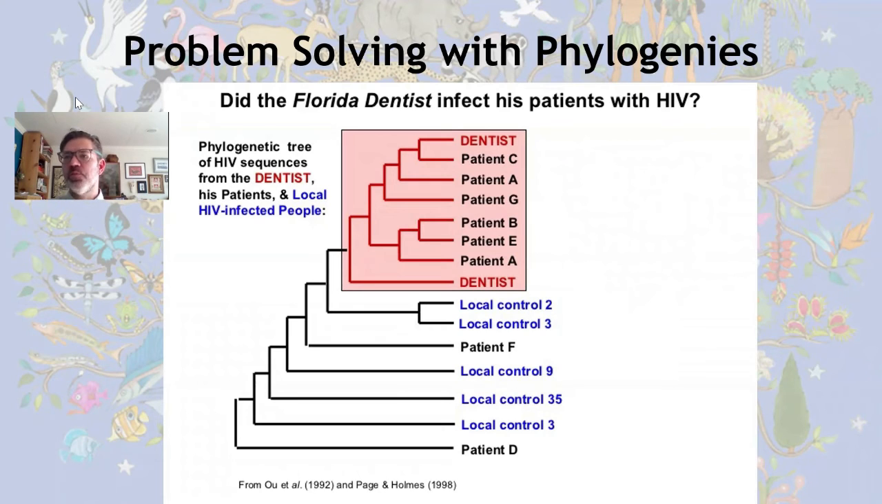Also, I want to end with one practical example of how useful phylogenetics can be. David Acer was a Florida dentist accused of infecting 8 of his patients with HIV. Based on this phylogeny, how many patients had HIV that was derived from the dentist?